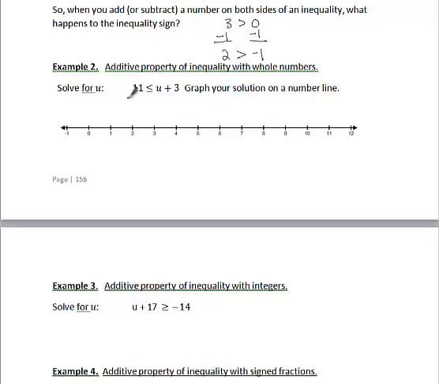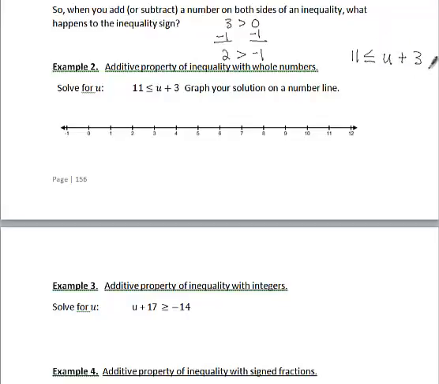We want to graph the solution of this inequality. Well, first we need to figure out exactly what numbers work in the place of u, not just some of them. We want to know all of them. And so to solve this inequality, we take note of what is happening to the u on the right hand side of the inequality.